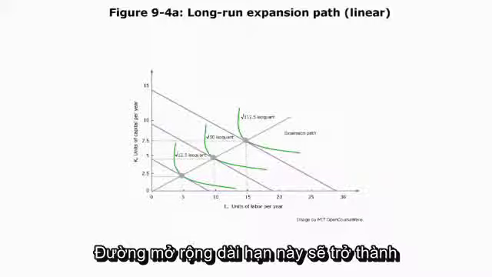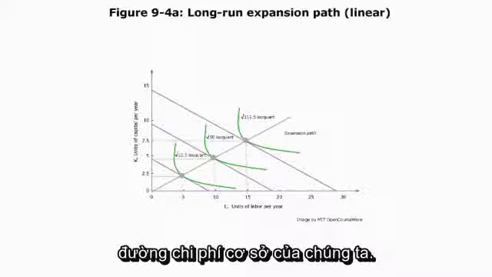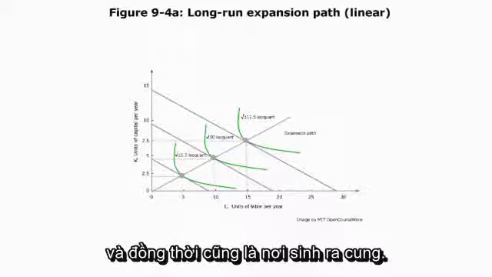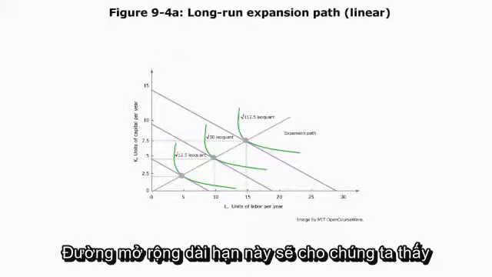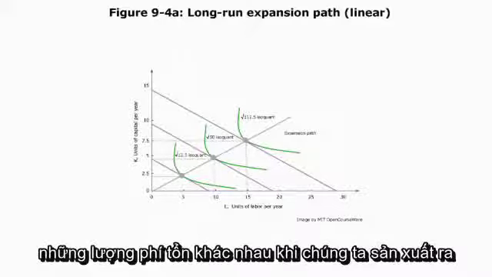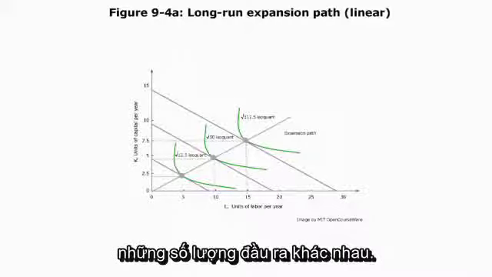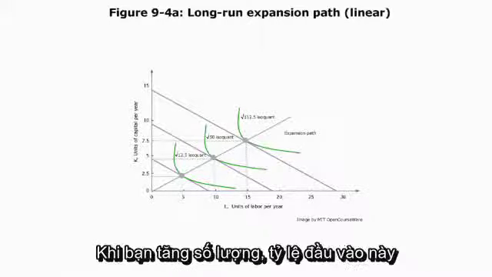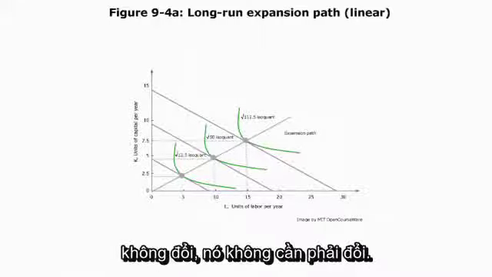This long-run expansion path is going to become our underlying cost curve. This is where underlying cost curves are going to come from, and ultimately where supply is going to come from. The long-run expansion path shows us how much more we have to spend to produce different amounts of quantity. In this case, you have these fixed proportions, so as you increase quantity, the input proportions change the same. But that doesn't have to be.